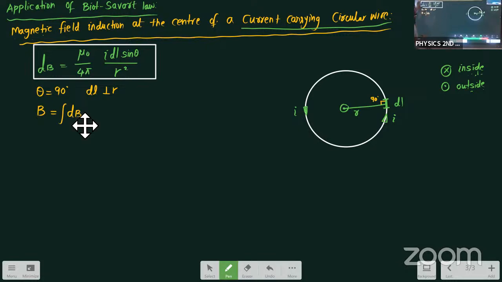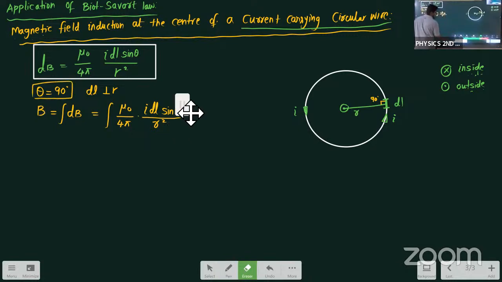Integration of dB, where dB is the small amount of magnetic field. In order to get the total magnetic field, what am I supposed to do? I am supposed to integrate that. So this will become the integration of mu naught by 4 pi into I dl sine theta divided by r square. Let me consider the value of theta as 90 degrees, so I'm substituting that value here itself. So sine 90 degrees.